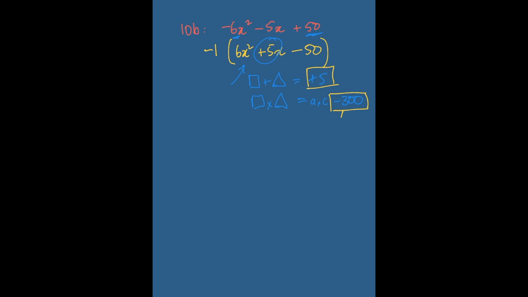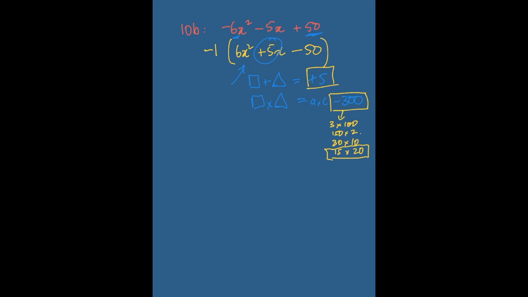Well, 300 is 3 times 100, but that's no good to anybody. That's not 5 apart, is it? So, well, 150 times 2 isn't going to work, is it? What about 30 times 10? Well, we're getting a little bit closer now. Okay, well, what about 15 times 20?